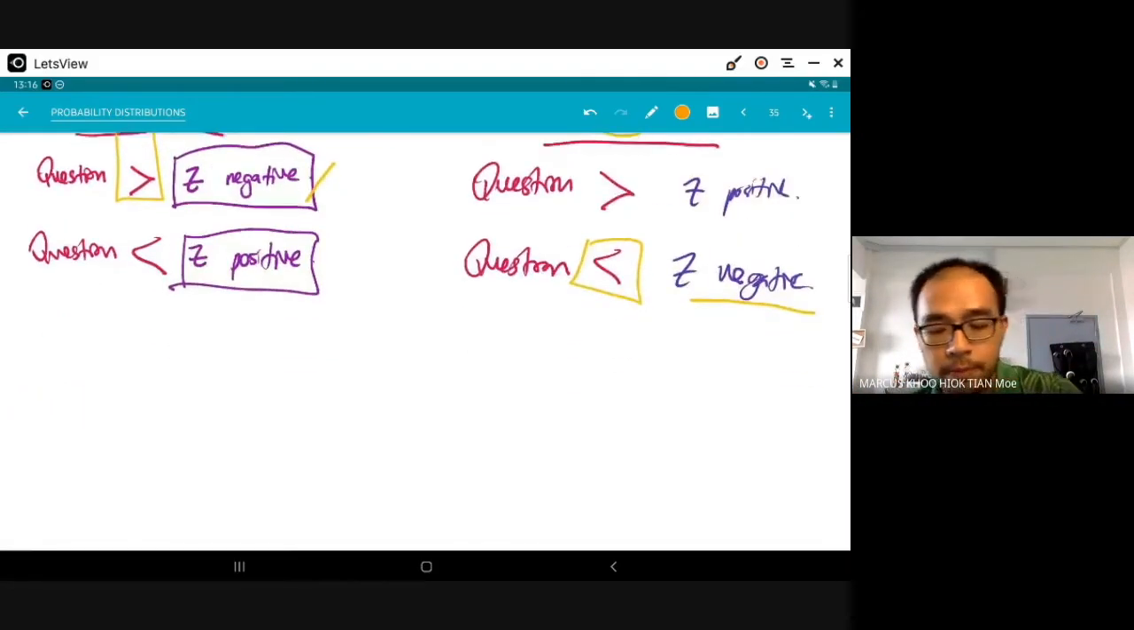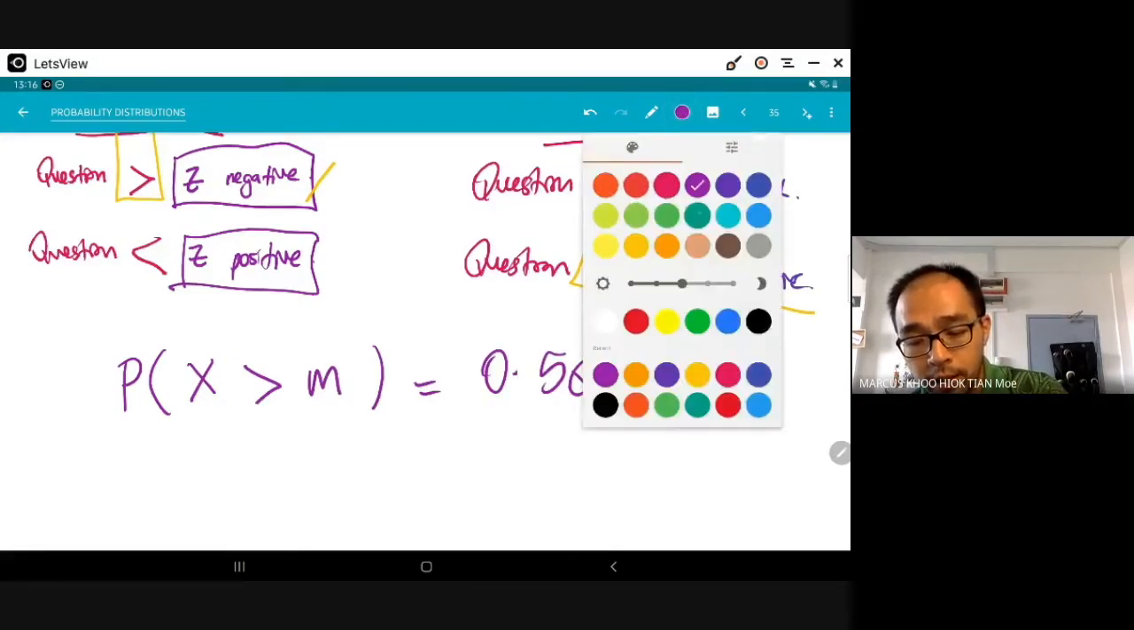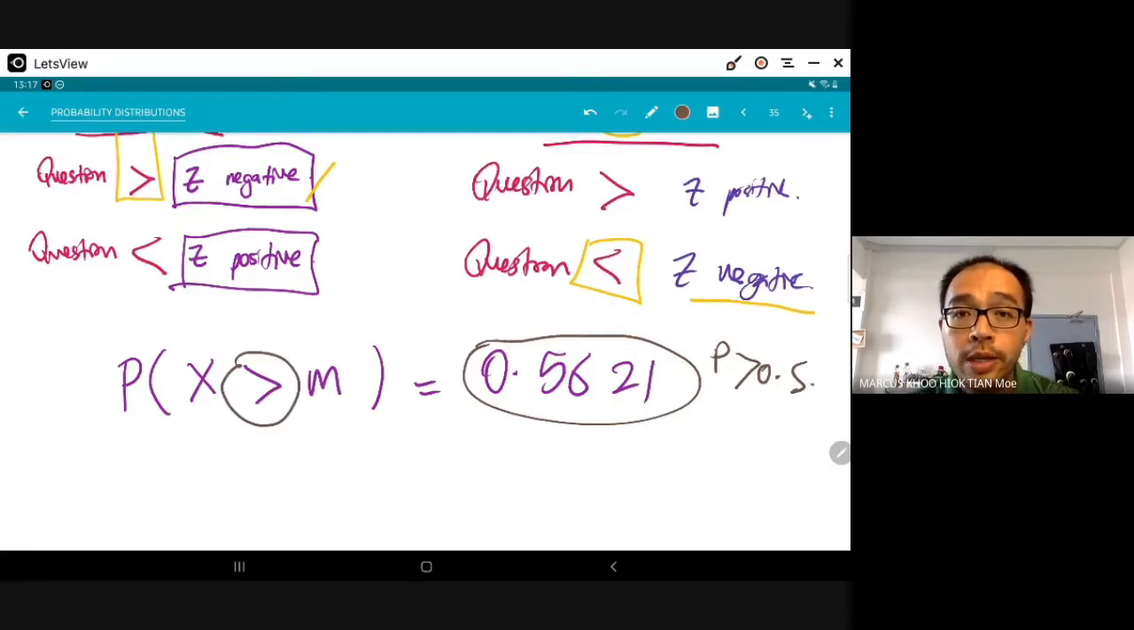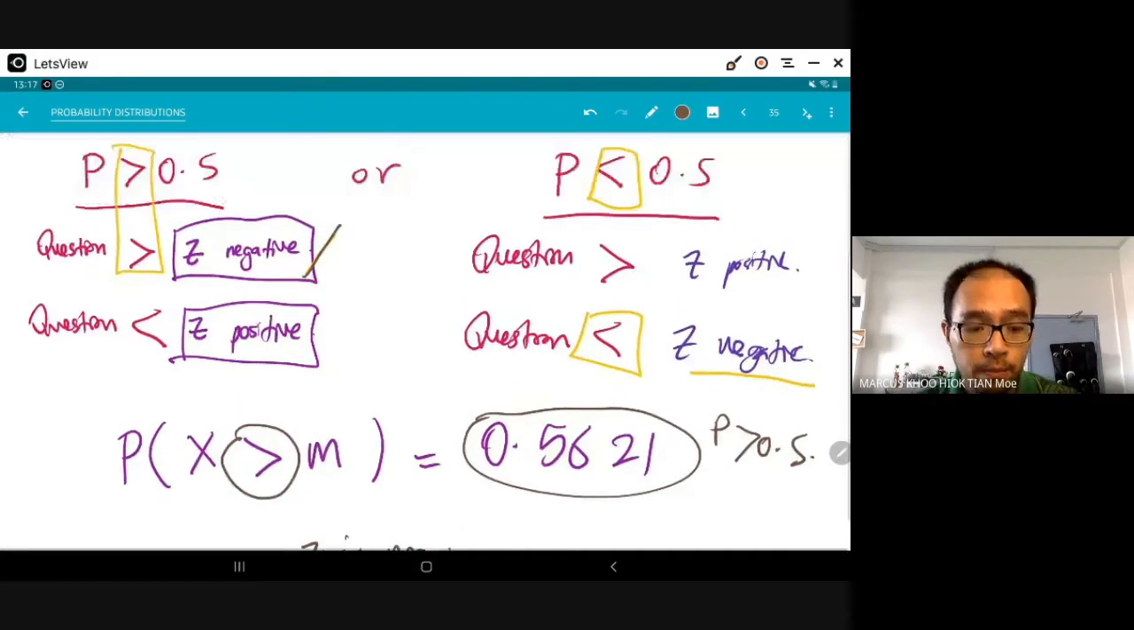Let me give you another one. Probability of, let's say, X is more than M, is 0.5621. Let's analyze. This one is probability more than 0.5. The question gives more, same direction. Z is negative. Tak payah fikir. Same direction means Z is negative. More than 0.5, question gives you more, Z is negative. Ini akan menjadikan kita punya pengiraan lebih senang tau. When Z is negative, then you know how to lorek.